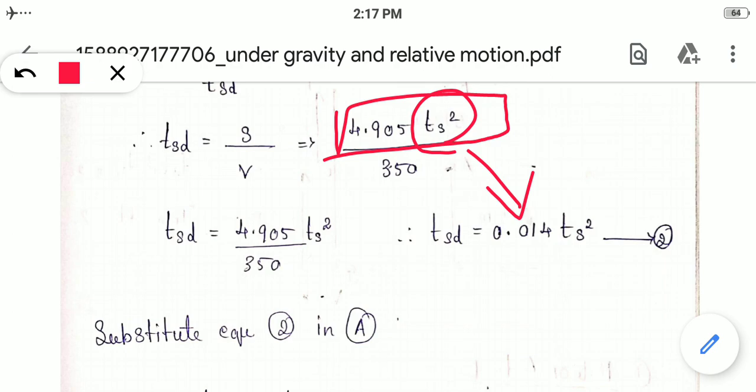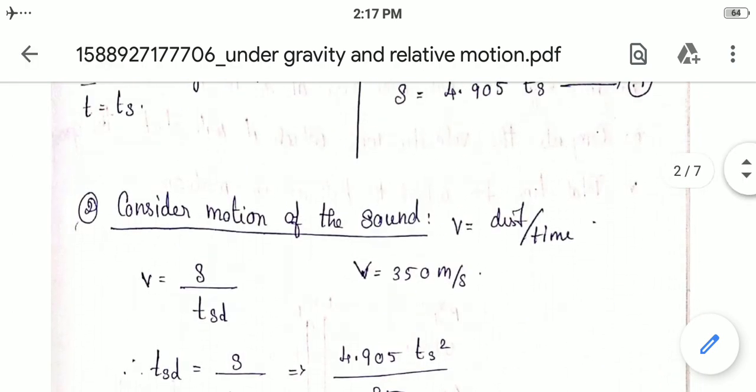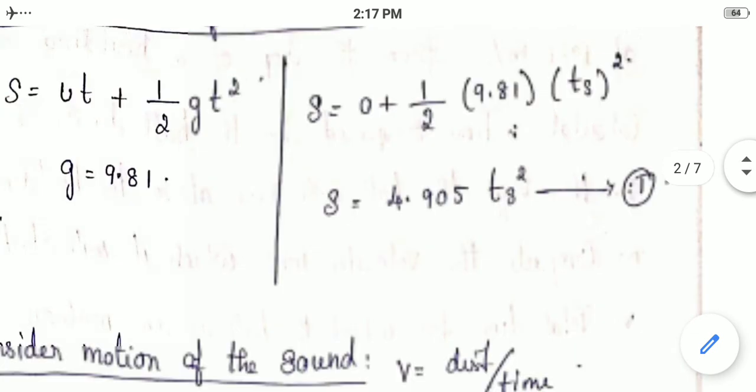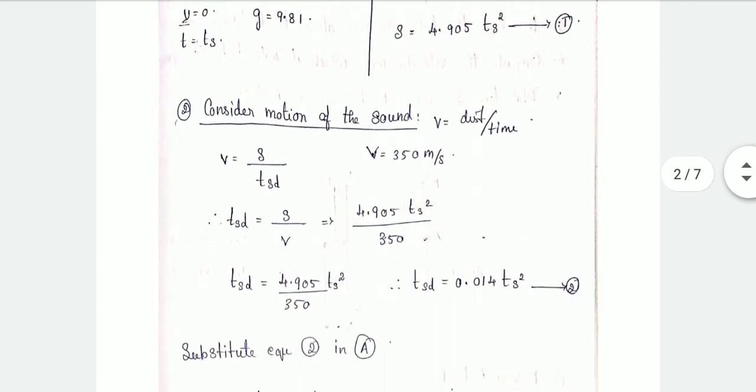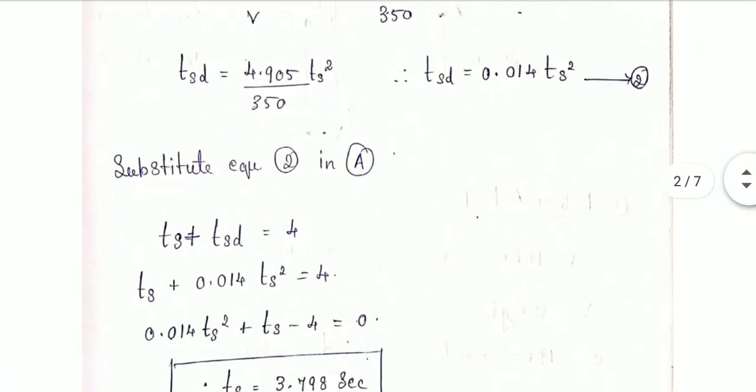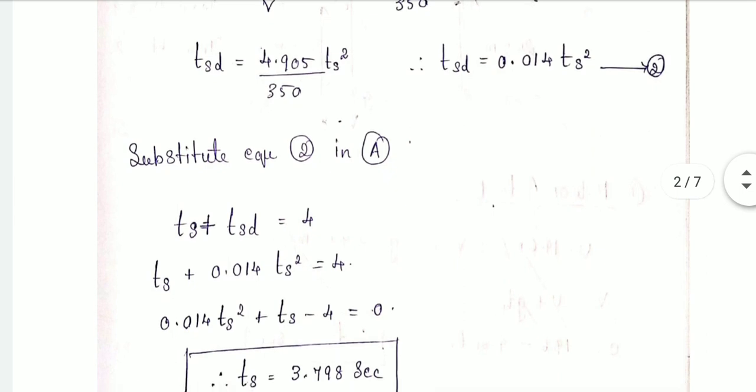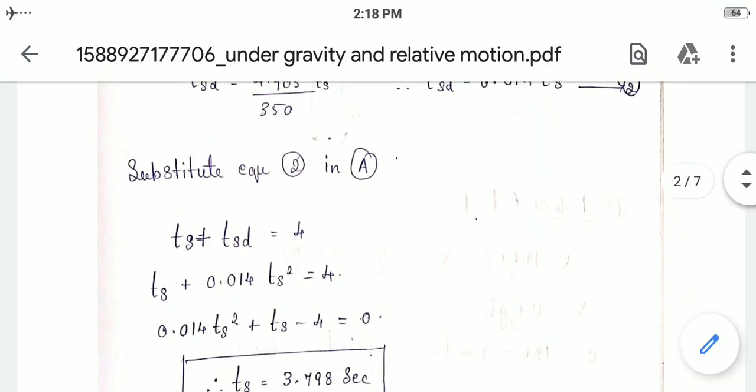Sorry, see this is what your equation, S is equal to 4.905 Ts square. Substitute your value so that you will get an equation like this, because we already know what is Tst. Ts we don't know. What is the total time taken? They had given it in the question.